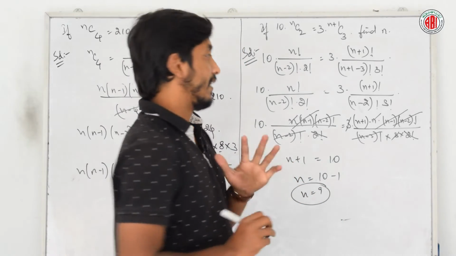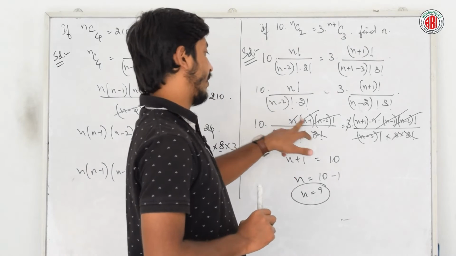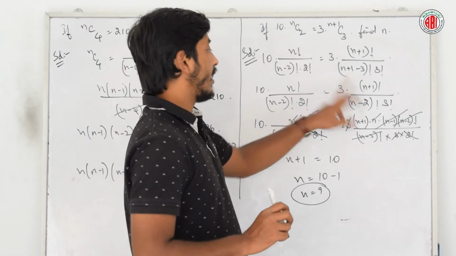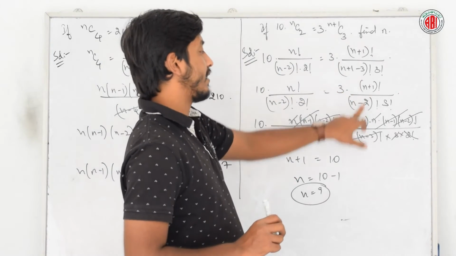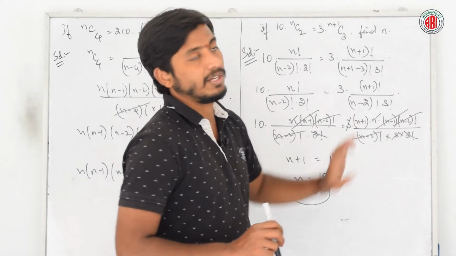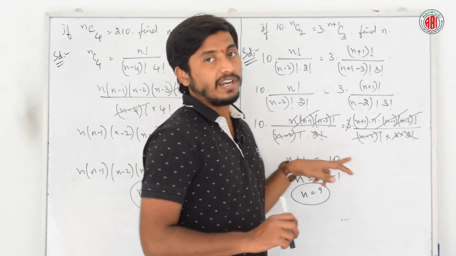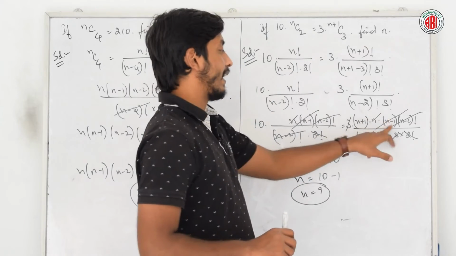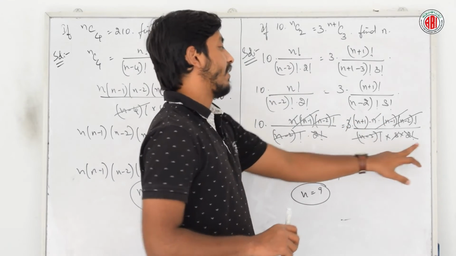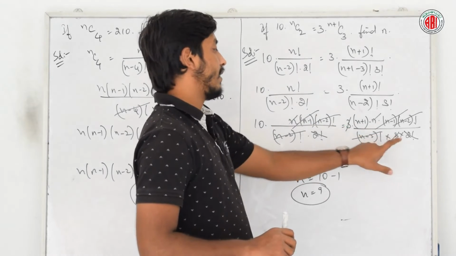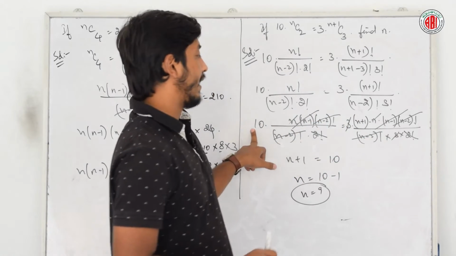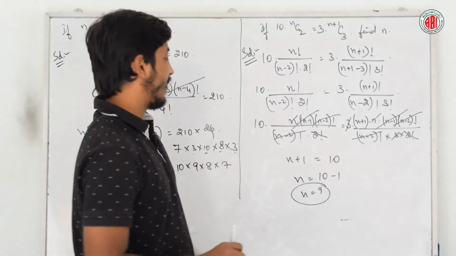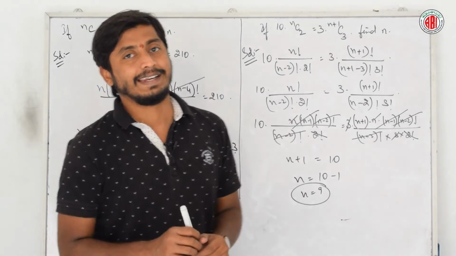Once again see here, I have written n factorial as n into (n minus 1), (n minus 2) factorial. (n minus 2) factorial will get cancelled. On the right side, (n plus 1) factorial can be written as (n plus 1), n, (n minus 1), (n minus 2) factorial. (n minus 2) factorial will be cancelled. So as we can cancel n on both sides, we can cancel (n minus 1) on both sides, and we can cancel 2 factorial on both sides, 3 3 here, and only 10 is left on LHS, n plus 1 is left on RHS. Finally, we'll get the value of n as 9.